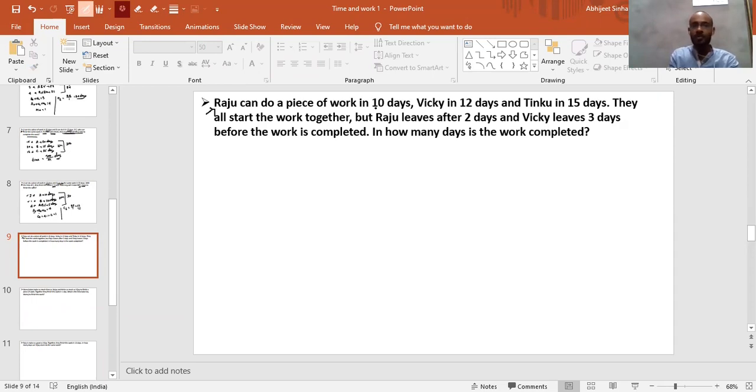Now, here the question is something different, right? The question says, let me explain this question at first. Raju can do a piece of work in 10 days, Vicky in 12 days, and Tinku in 15 days, right? They all start the work together, but Raju leaves after 2 days, and Vicky leaves 3 days before the work is completed. In how many days is the work completed? This question is a little bit different, right? How to solve this particular type of question?